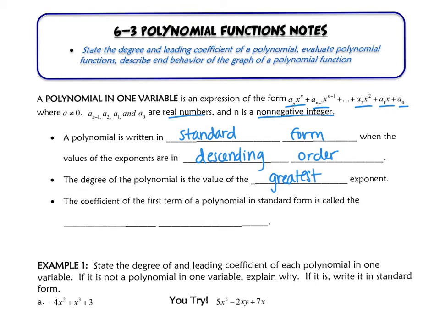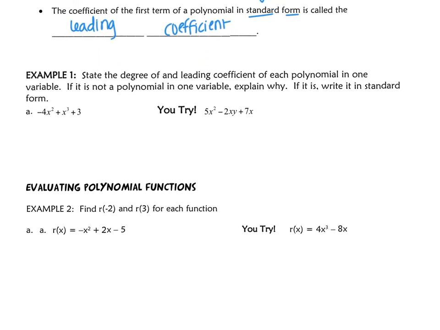And then hopefully we can get this next one. I gave you a sneak peek in the previous video. The coefficient of the first term of the polynomial, when it is in standard form, is called the leading coefficient. Okay, so then we're going to go on a little bit and see what that means in some of these next examples. Like we did before, we're going to have to be able to identify a polynomial, find the degree, and find the lead coefficient.